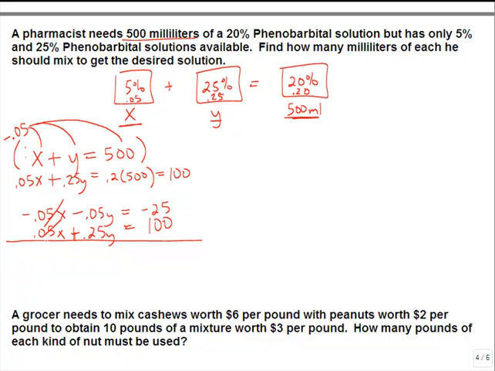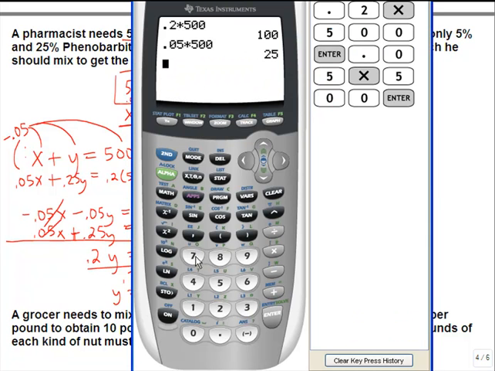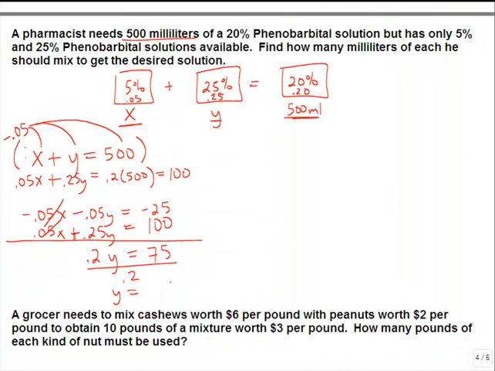The x's should cancel out. Negative 0.05 plus 0.25 is 0.2. 25 minus 5 is 20. So this is 0.2 or 0.20y. And 100 minus 25 is 75. So then to solve for y, divide by 0.2. And we get 75 divided by 0.2 is 375. So I need 375 milliliters of the 25% solution because that was the y value.